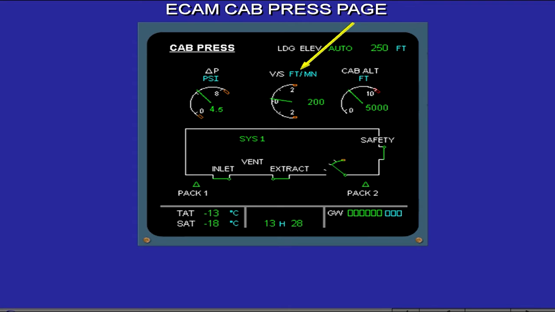The cabin vertical speed shows the rate of change in feet per minute of cabin altitude. For passenger comfort, the pressurization system will aim to keep this rate of change as small as possible. The cabin altitude is also shown. The landing elevation, auto or manual mode, is also shown with the altitude of the destination airport.